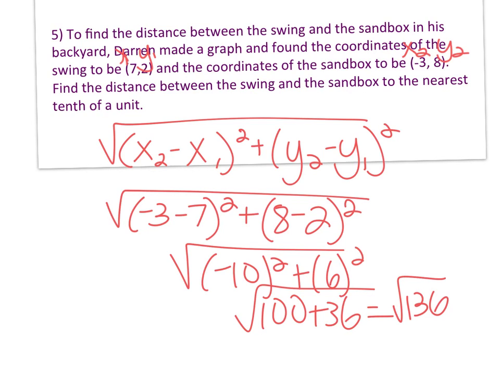Can we estimate what it could be? Yeah. So what perfect squares come before and after 136? 121 and 144, right? Which would be 11 and 12. About midway between there, right? So if we could take a guesstimate, what would you say this was?